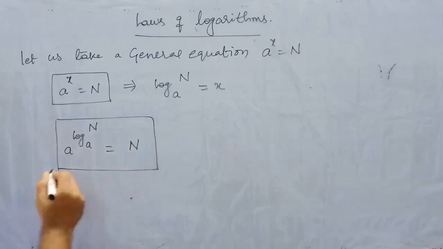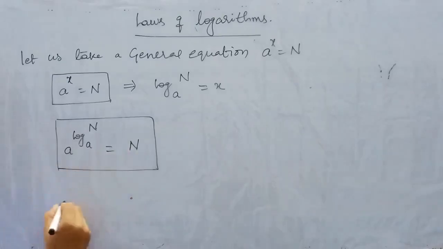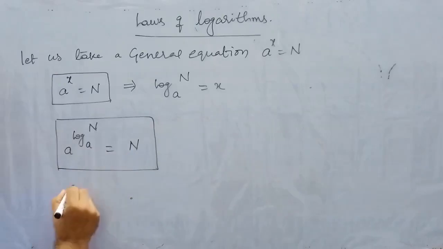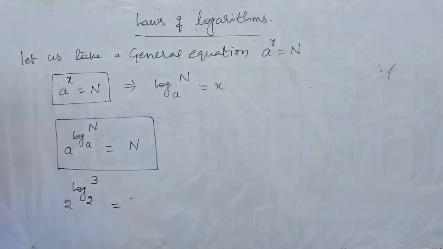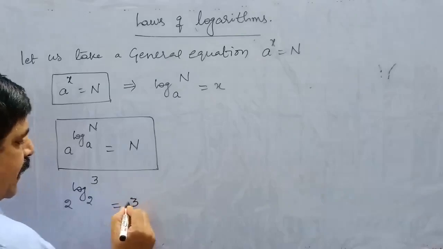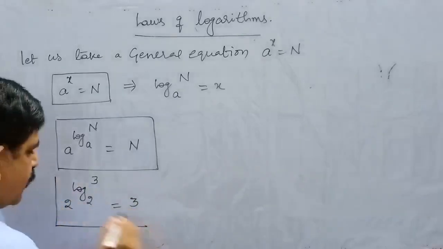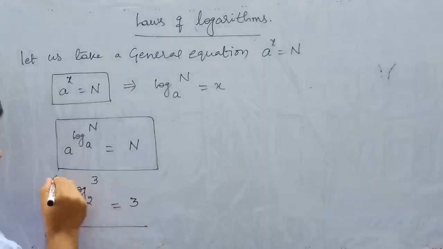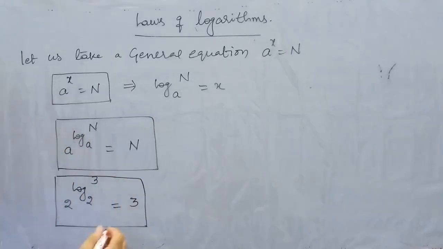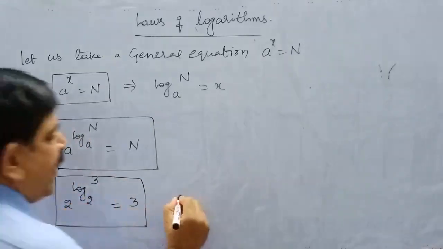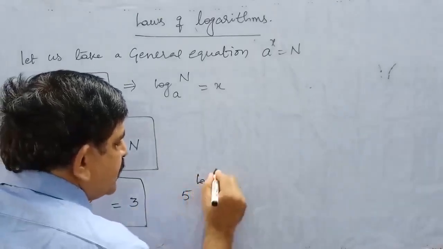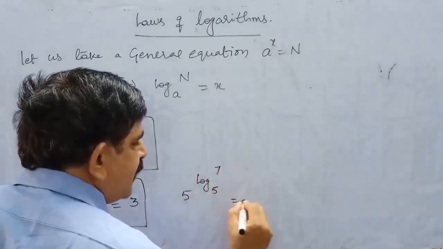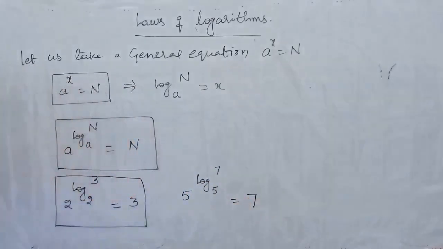Next one. For example, 2 to the power of log 3 base 2 is equal to how much? 3, right. 2 to the power of log 3 base 2 is equal to 3. 5 to the power of log 7 base 5 is equal to 7. Like this we can do some more problems.